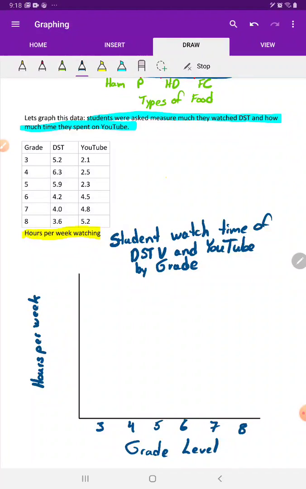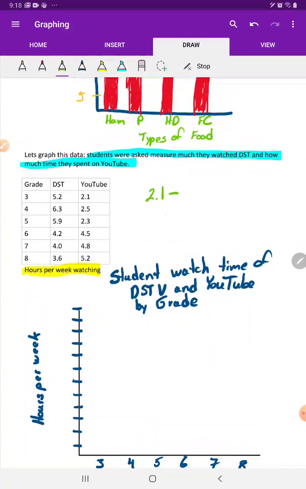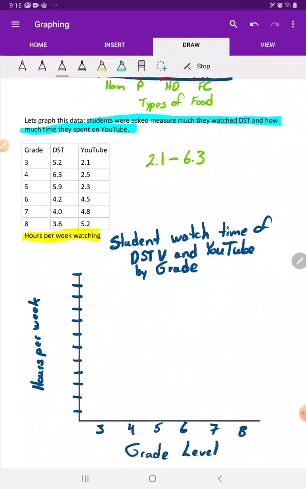Okay, so now the question is how do we do our increments on this side of things? Because this is trickier. Now we've got a decimal number. What's the best way to organize everything? Okay, and the way we figure that out is we look at our data range. Our smallest number in all of this data set is 2.1, and our biggest number in this entire data set is 6.3. So that means our top number here has to be slightly bigger than 6.3.